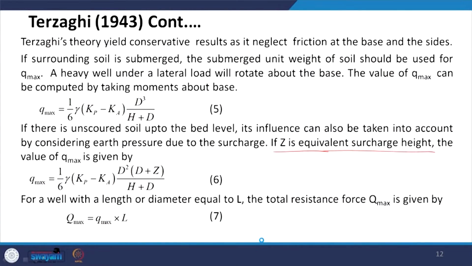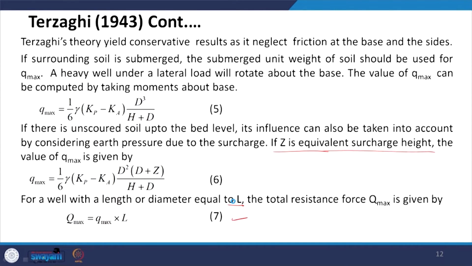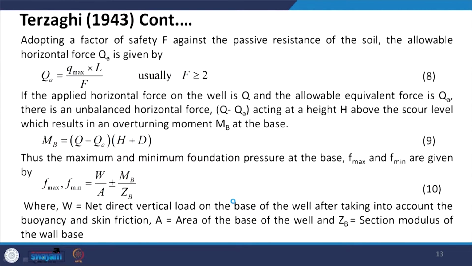Once the value of q max is known, for a wall with length L or diameter equal to L, the maximum force Q max is q max into L, given by equation 7, where L is the length or diameter of the wall. So this can be obtained like this. Then the allowable load, or allowable horizontal force Q a, can be calculated from equation 8. The difference between 7 and 8 is simply that you divide the value of Q max by a factor of safety F, and usually for wall foundations the factor of safety F is greater than or equal to 2.